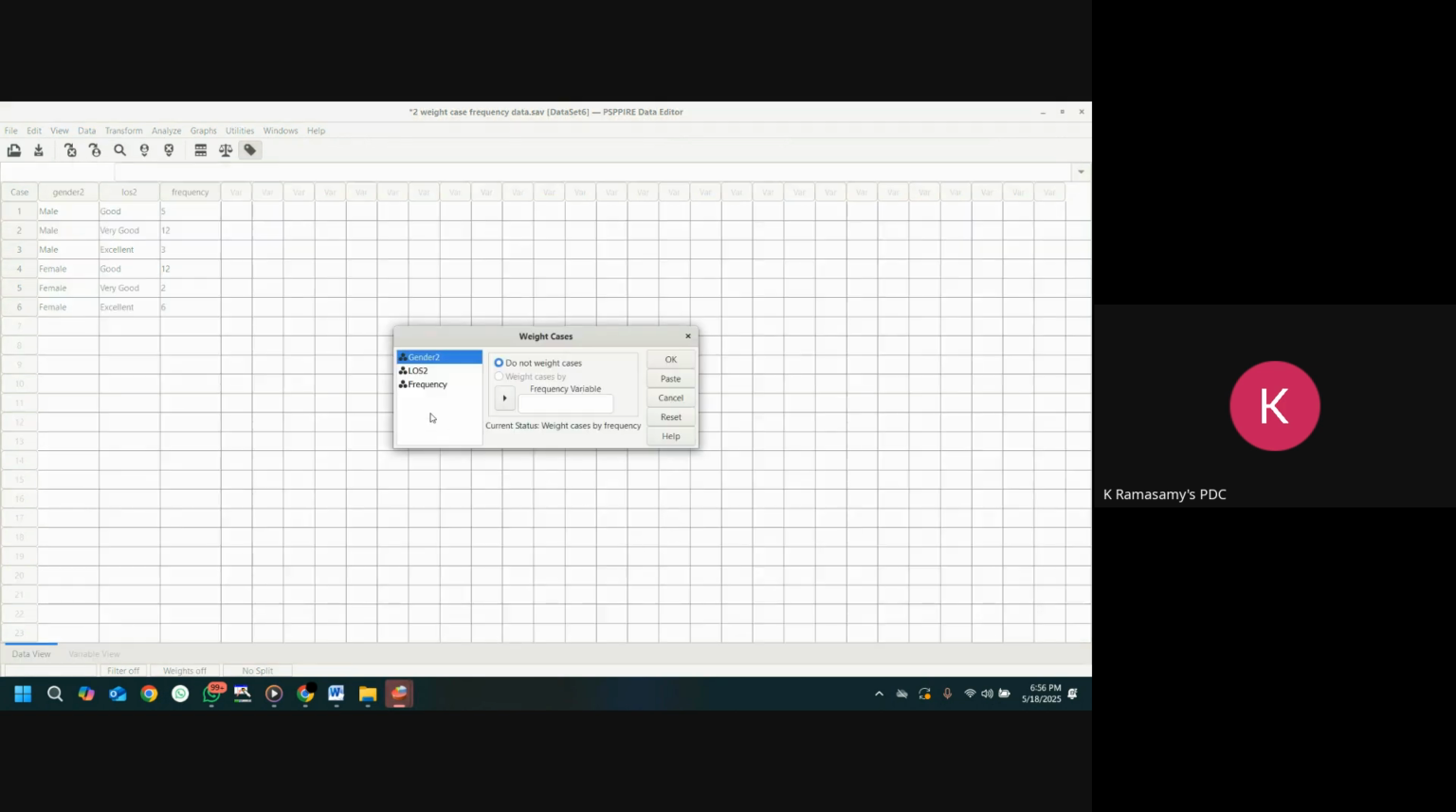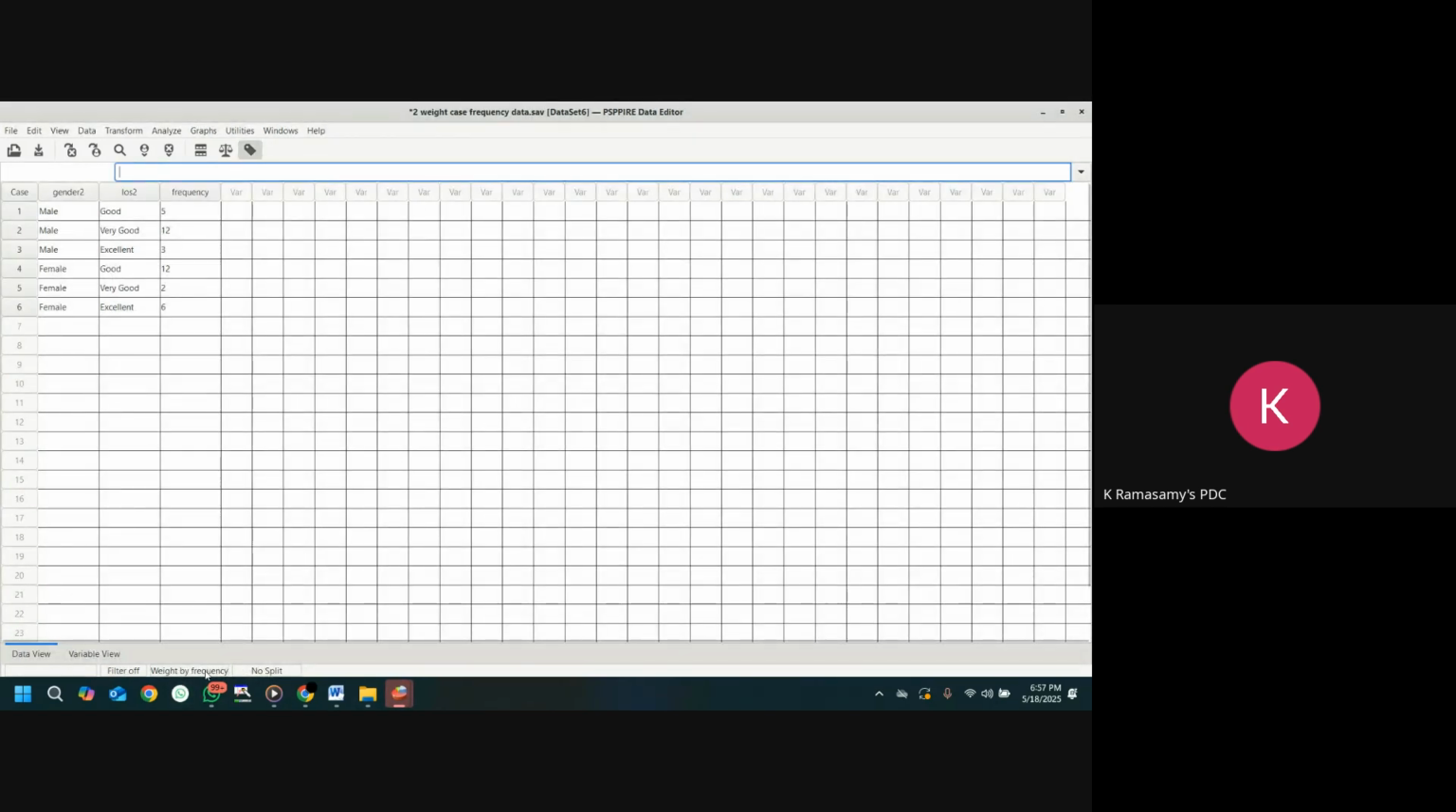Now I'll go to Data. I click on Weight Cases. Here I select the variable, the frequency variable, and say weight cases by frequency. Here what I want to say is that I tell the software that I have not collected the data from each and every individual and presented it here. Instead, I collected the data, I counted the frequency, and you need to calculate chi-square based on this particular variable called frequency. Okay, fine. Say okay. You can see here now, weight by frequency.